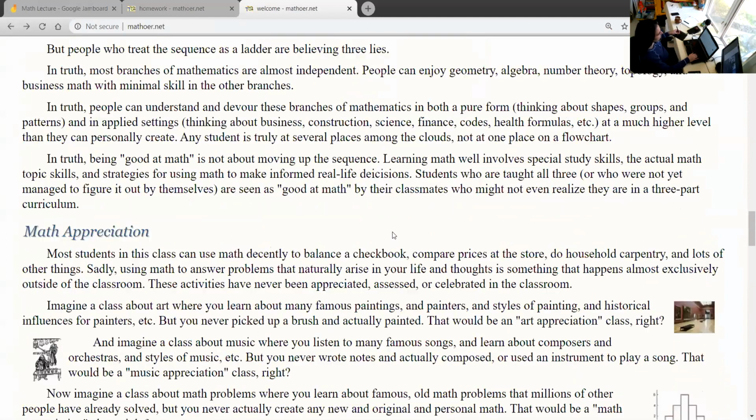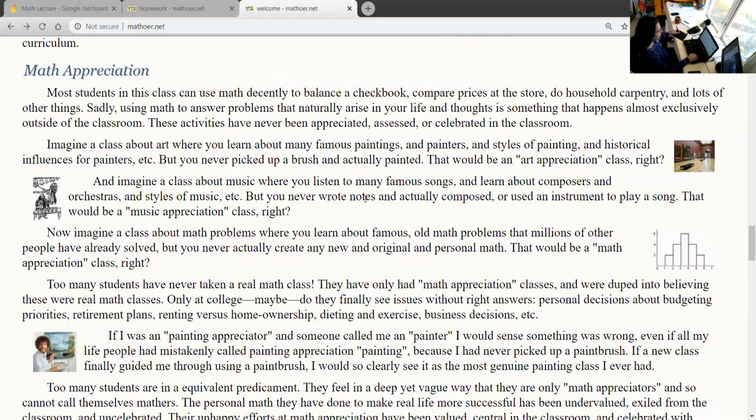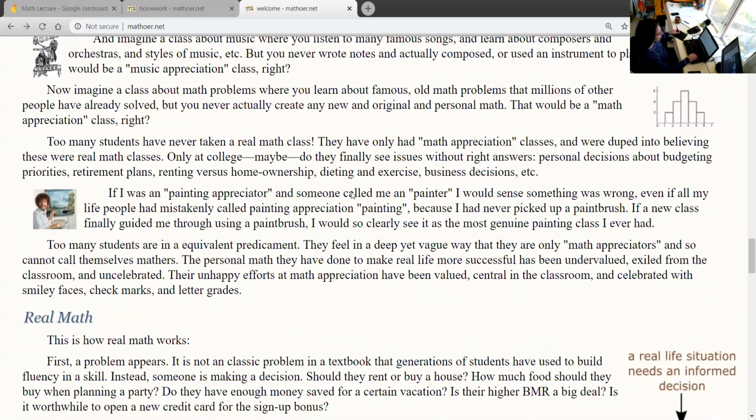Another reason that math and English are different is that math classrooms tend to ignore the real math that people haven't done before. Instead, we give you a book that's full of problems other people have already solved and say, focus on this, which is much more like an art appreciation class than actually painting. So we want you to make your own new math.